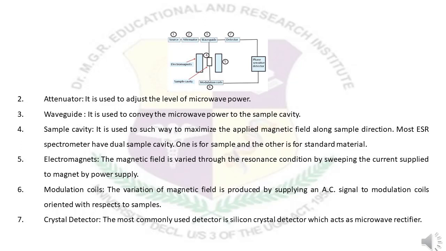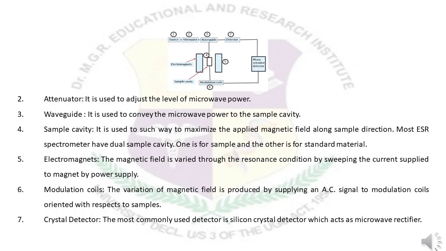Electromagnets of varying magnetic field are used here, and the magnetic field is varied through the resonance condition by sweeping the current supplied to the magnet by the power supply. So modulation coils are used. The variation of magnetic field is produced by supplying an AC signal to modulation coils oriented with respect to the samples. The detector used here is commonly a silicon crystal detector, which acts as a microwave rectifier. So these are the components of the ESR spectrometer.